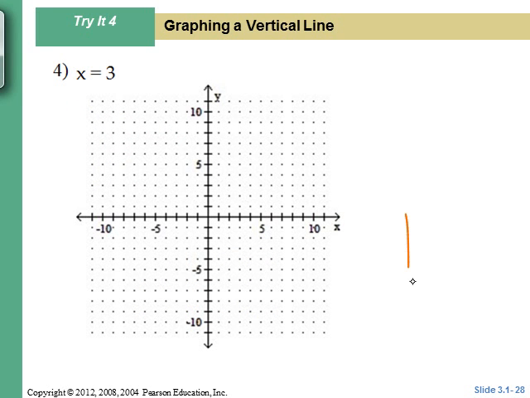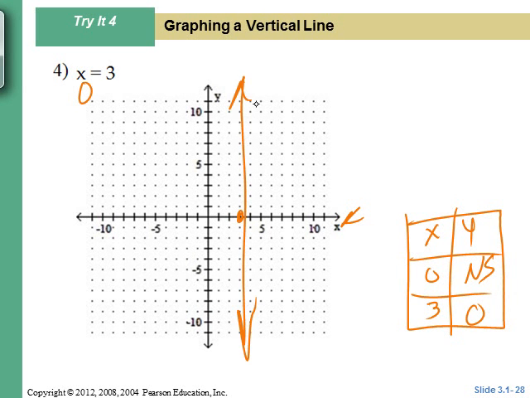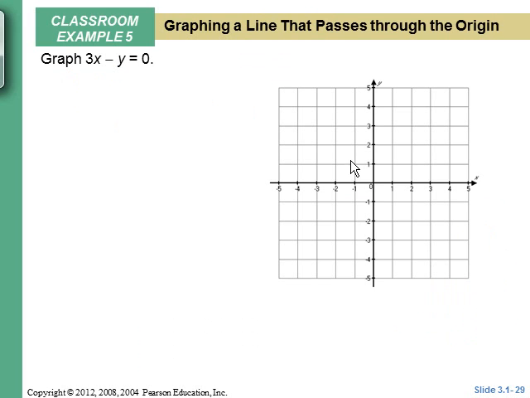Got our table of values. X, y, 0, 0. If x is 0, 0 equals 3, there is no solution. If y is 0, x is 3. So we put a dot on the x-axis. X is 3, means we're going to do a vertical line through 3. So that's basically how we do horizontal and vertical lines.